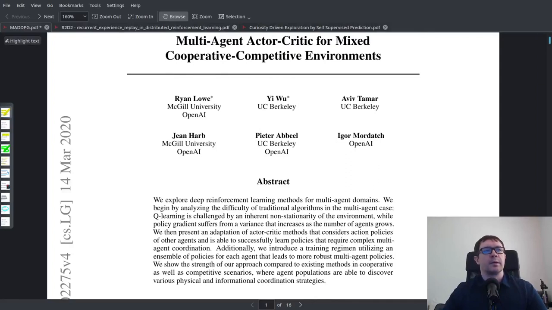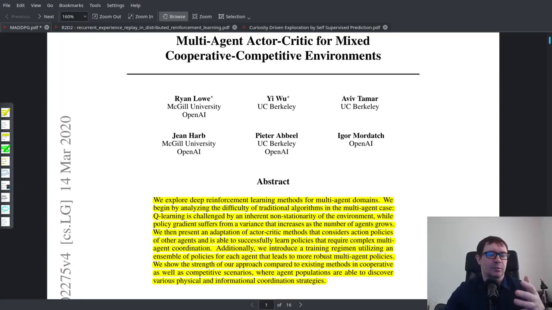So let's start by checking out the abstract. Here they're going to tell us that Q-learning has problems due to the fact that the environment becomes non-stationary when we introduce multiple agents, and that policy gradient methods have to contend with increasing variance as the number of agents grow. They're going to prove this later on in the paper. It's not something they're just asserting without any real backup. They're going to prove it later on, and I'll show you when we get there. And of course, they're going to have a solution, and it's in the form of a multi-agent actor-critic approach, where the agent takes into account the actions of other agents and can even learn something about the policies guiding those agents' choices. So they've clearly set up the motivation for their work here.